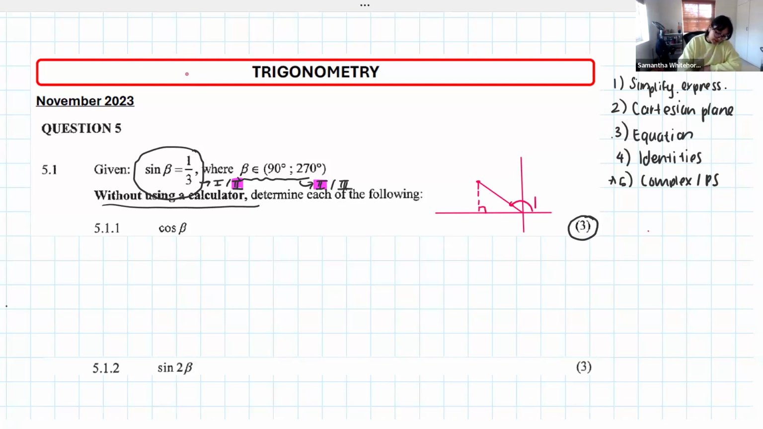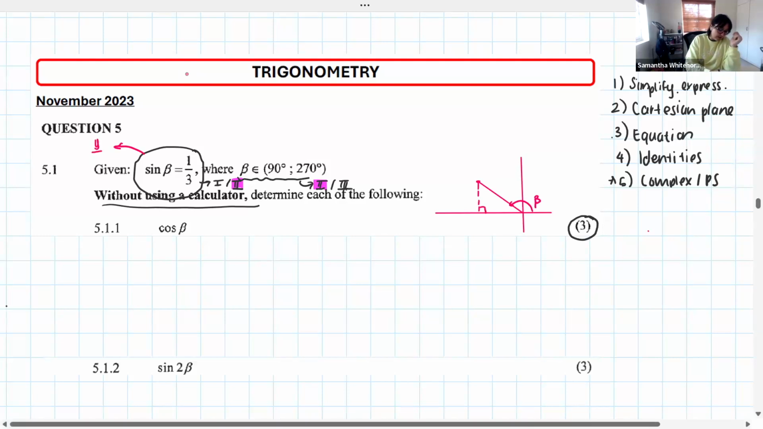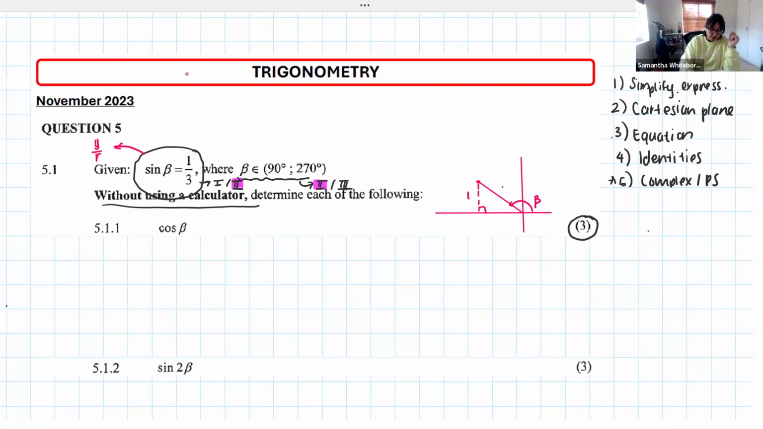Your angle measured from your positive x-axis is the angle in question, so beta. And we have been given a ratio of a third. So sine beta is equal to a third. And what you need to remember is that sine on your Cartesian plane is y over r. So you've been given the y value 1 over your radius, which is 3. The value that you do not know is x, and this is where Pythagoras comes in. So to work out this x length, I'm going to have to use Pythagoras.